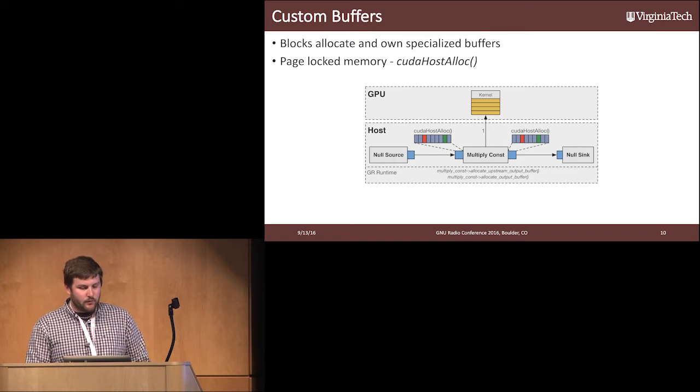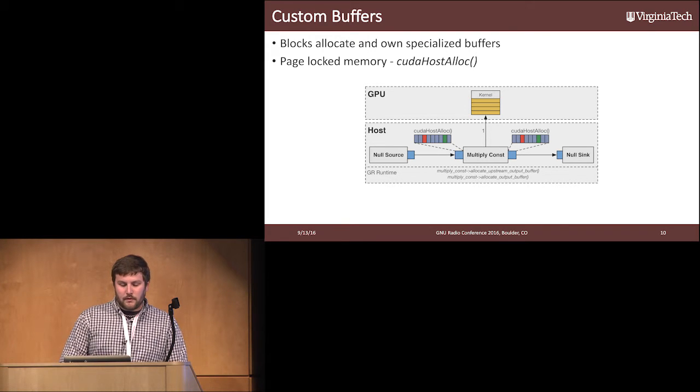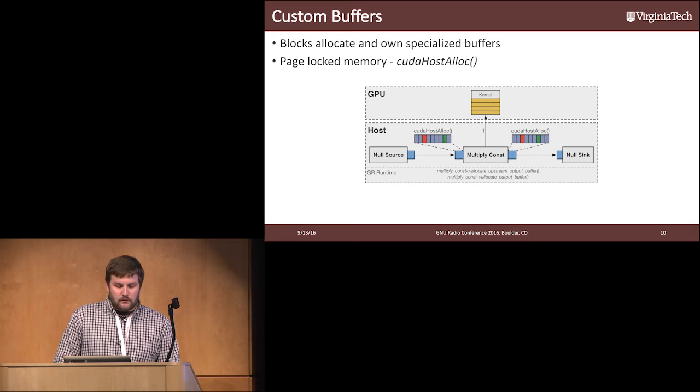This is a quick example of a flow graph and the concept of what this custom buffer does. In this case, we have a null source to a multiply constant, which is using a CUDA implementation, to a null sink. The allocate upstream output buffer and allocate output buffer functions allow this block to allocate these two CUDA page-locked memory buffers, which means that these buffers are now accessible to the GPU. And they're also accessible to the host.